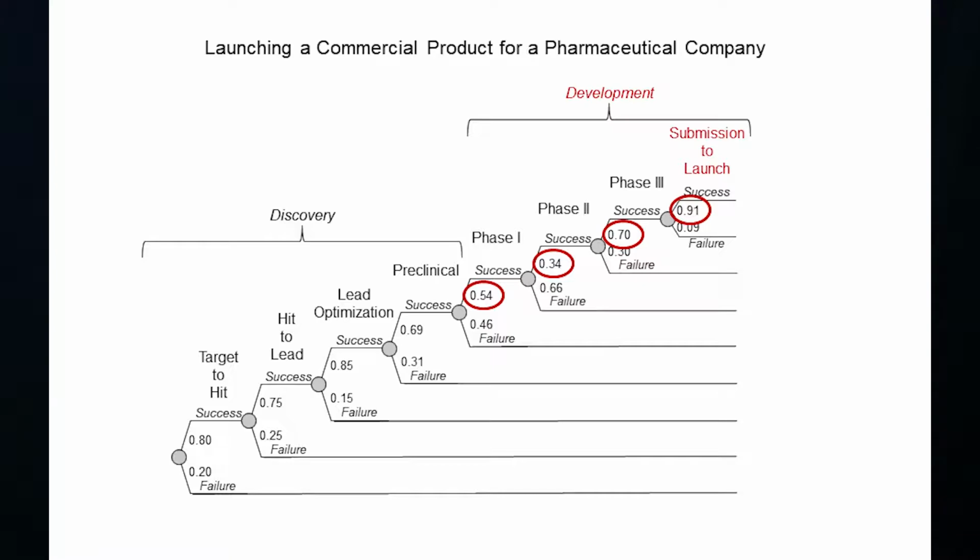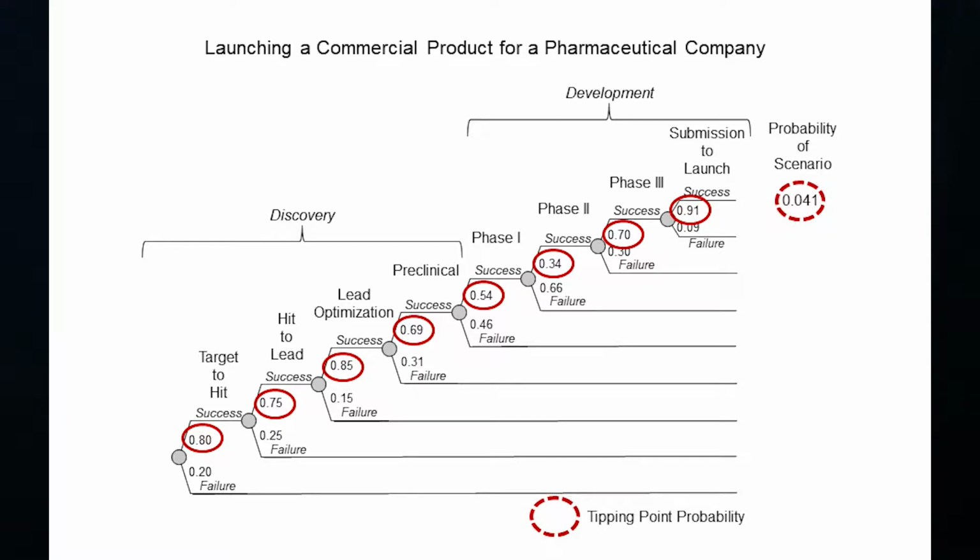The sought material consequence in this case is a successful commercial product launch. The tipping point of a material consequence represents success at each stage of discovery and development. The tipping point probability is calculated as the product of the success probabilities, which in this case is about a 4% chance.